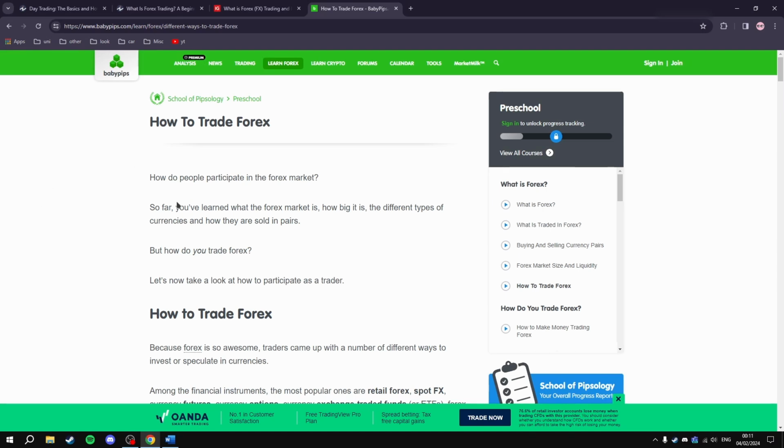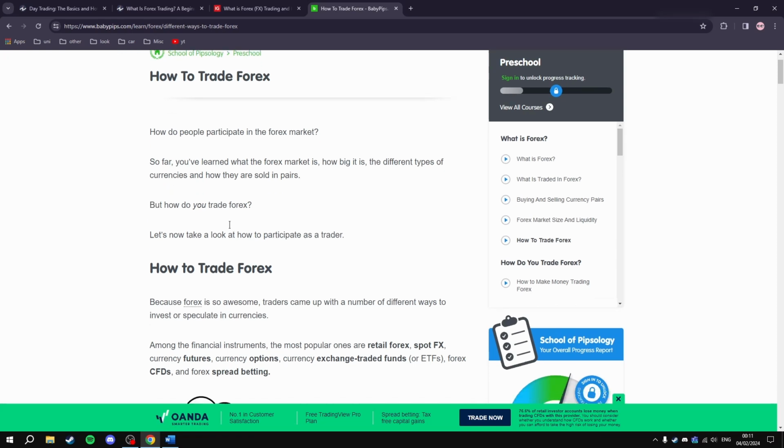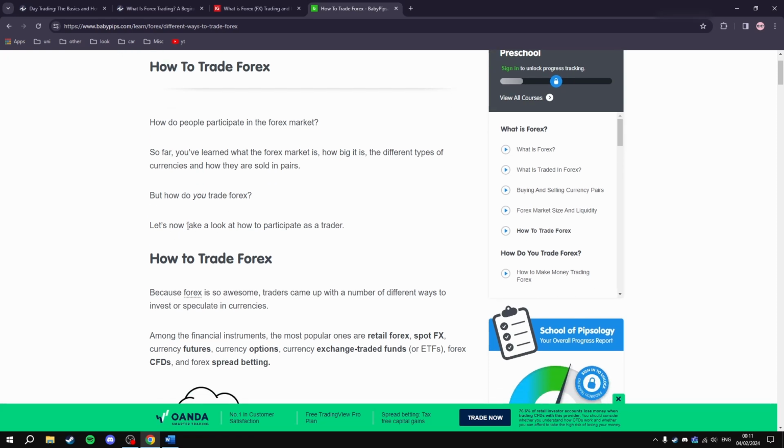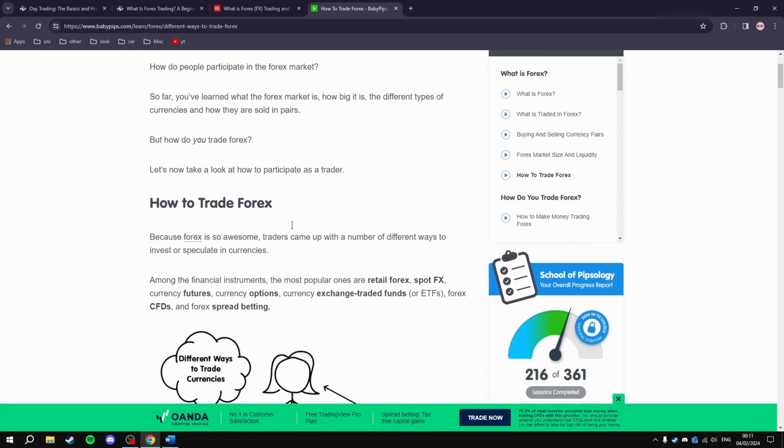How to trade Forex. How do people participate in the Forex market? So far you've learned what the Forex market is, how big it is, the different types of currencies and how they are sold in pairs. But how do you trade Forex? Let's now take a look at how to participate as a trader.